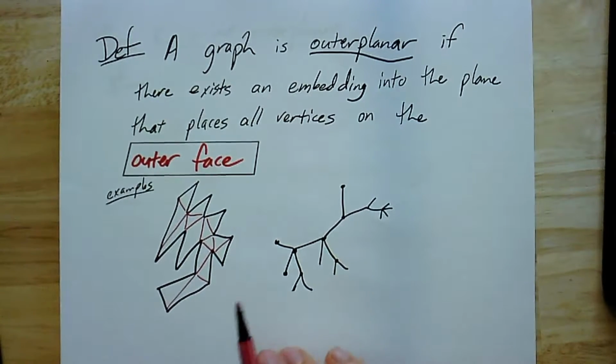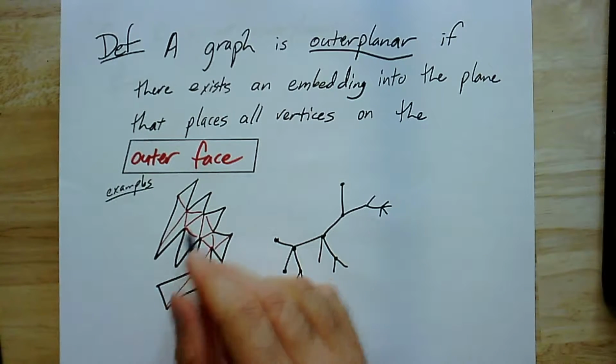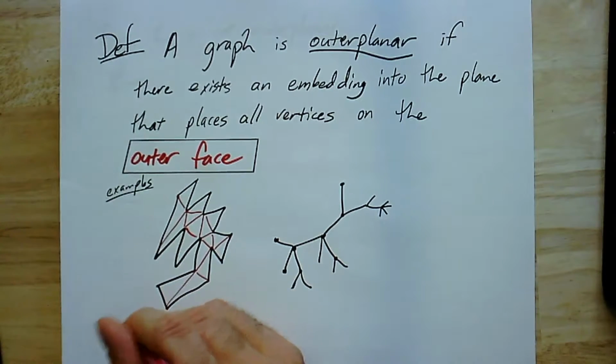And here are a couple examples. Oh, I missed one edge here. I was going to call this a triangulated polygon. Now I think it's a triangulated polygon.